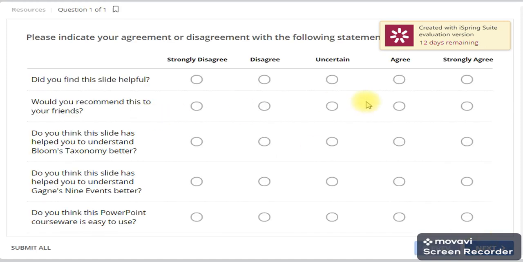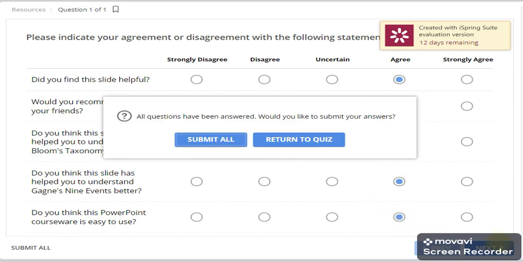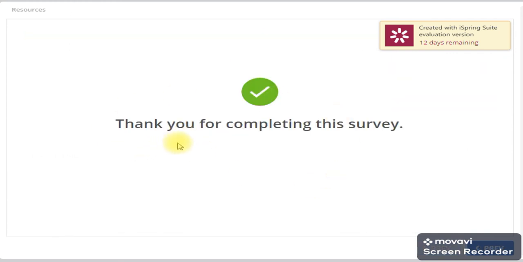and attend the survey. There's a survey. It is a compulsory survey. You cannot skip the survey, or leave the slide without doing this. It's to see if this slide was helpful, then you can say yes, you can agree, and would you recommend this to your friends, and did this slide help you to understand Bloom's taxonomy better and help you understand Gagne's 9 events better? Do you think PowerPoint courseware is easy to use? And then you press next. You can either return to the quiz to attend them again or submit all. So now I've submitted all, and you can see it says thank you for completing this survey.